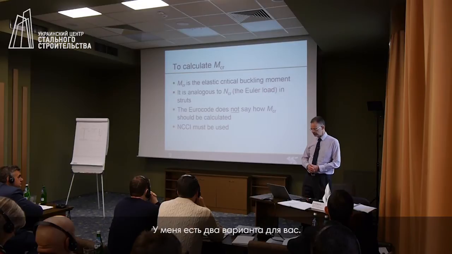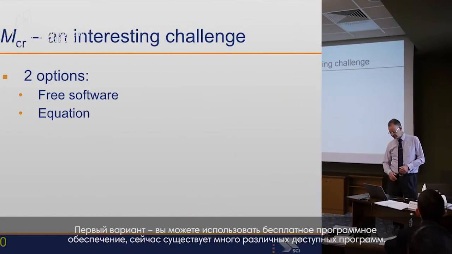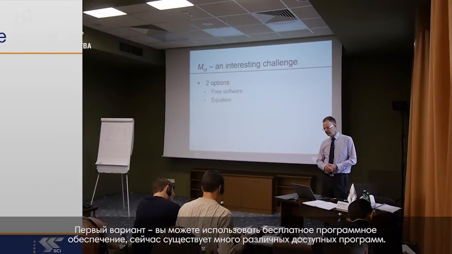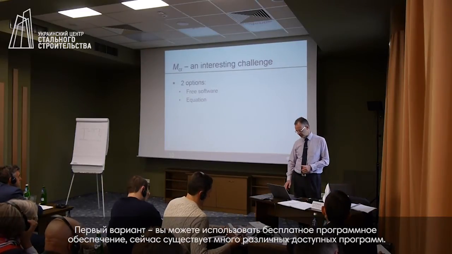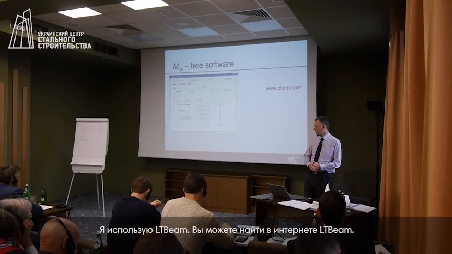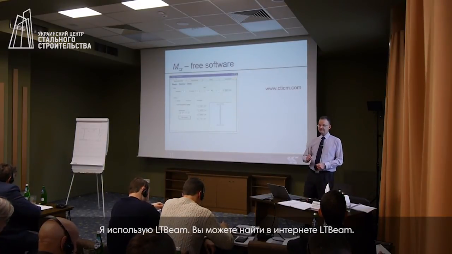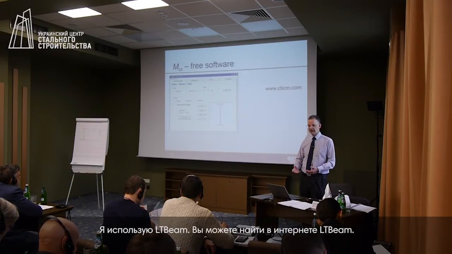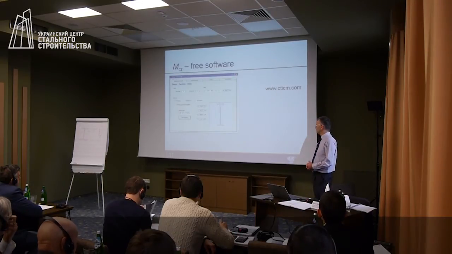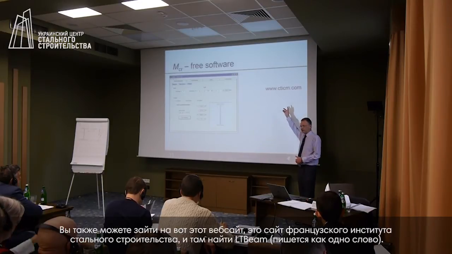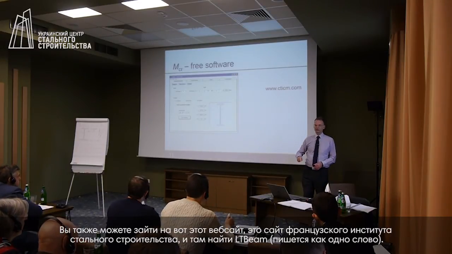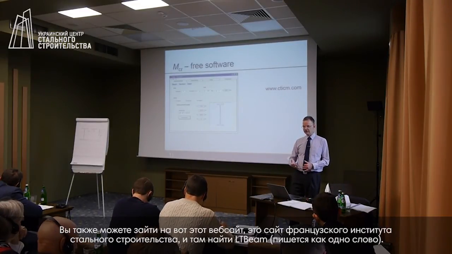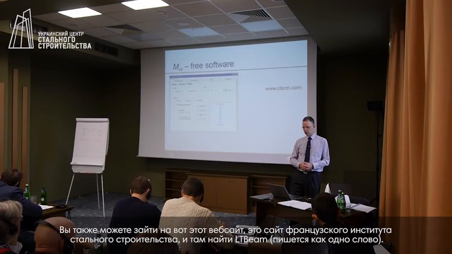So I have two options for you, ladies and gentlemen. The first option is that you could use some free software. And there are a number of software programs which are available. The one I use is called LTB, all one word, LTB. So you could Google LTB. You could go to this website, which is the website for the French Steel Construction Institute. You would go to their site, and again you would search for LTB, all one word.